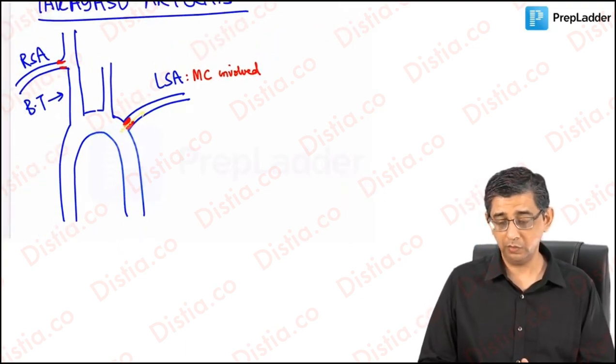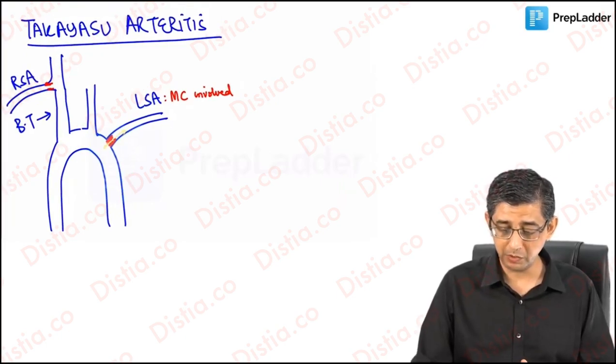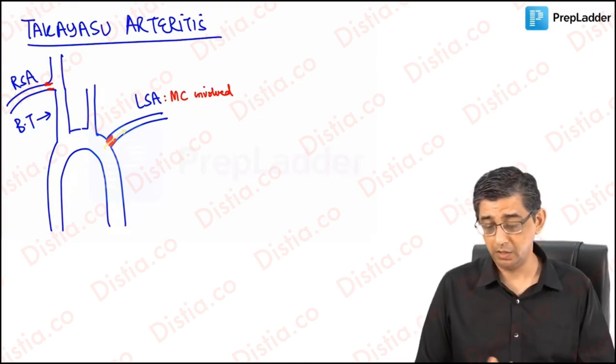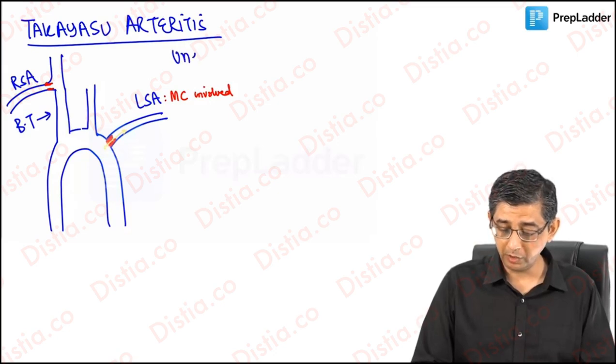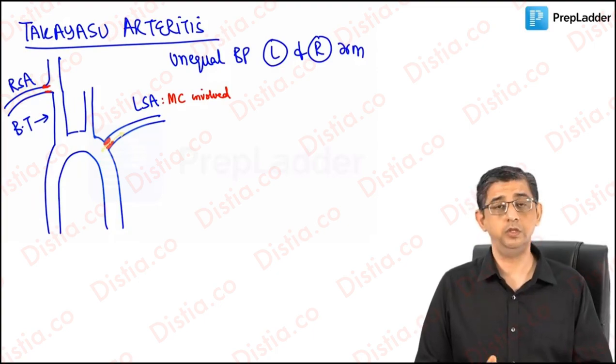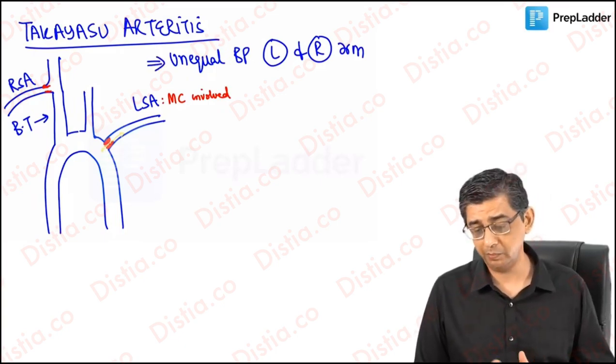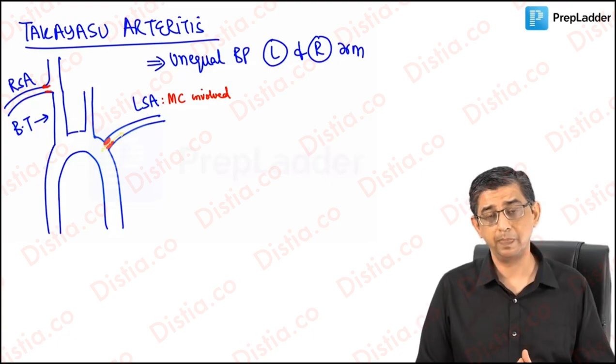So one of the main presentations in multiple choice questions for this particular topic will be unequal blood pressure between the left arm and the right arm. The highlight of this particular topic is unequal blood pressure. Ideally, when you record the blood pressure, you should record it in both the left and the right arm. But in this case, you will always have this finding of unequal BP between the left and the right arm, primarily because of ostial narrowing.